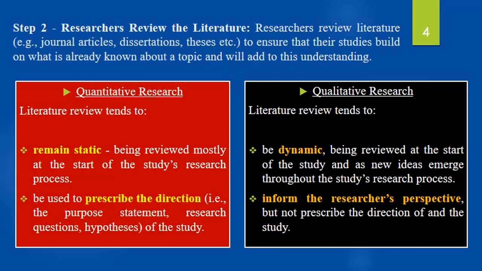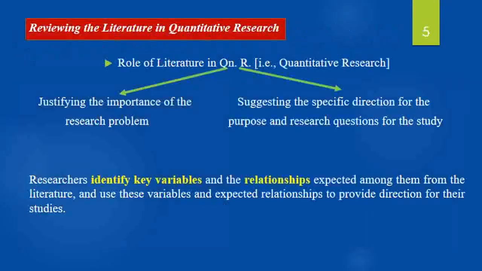Justifying the research problem means that researchers use the literature to document the importance of the issue examined and the need for a study about it. The literature also directs the purpose statement, research questions, and hypotheses. Researchers identify key variables and the relationships expected among them from the literature and use these variables and expected relationships to provide direction for their studies in quantitative research domain.